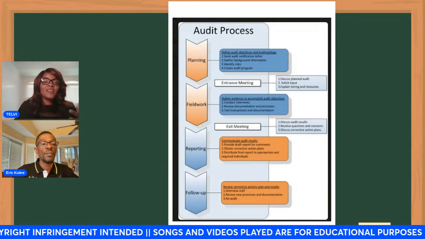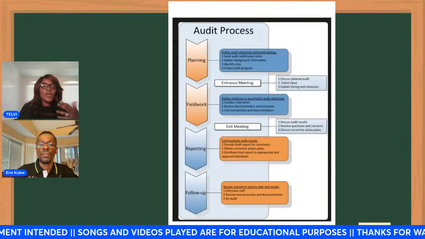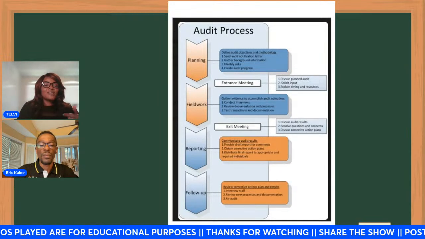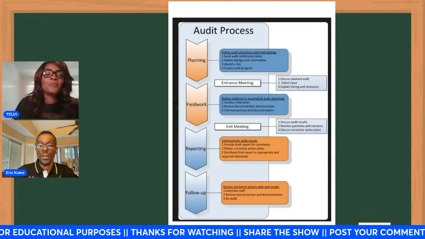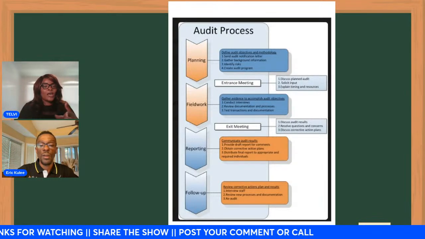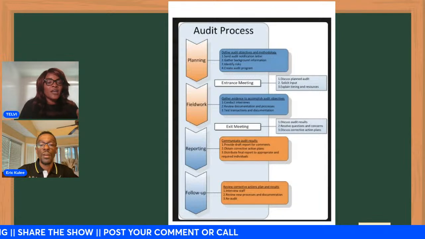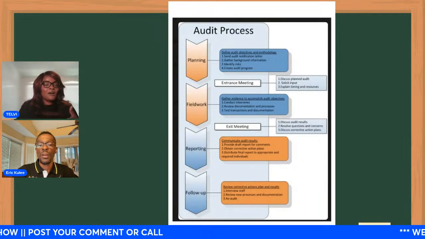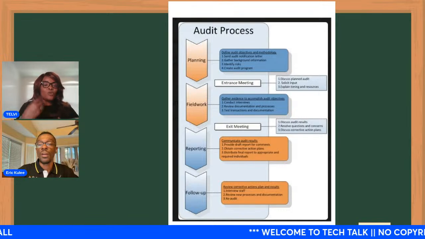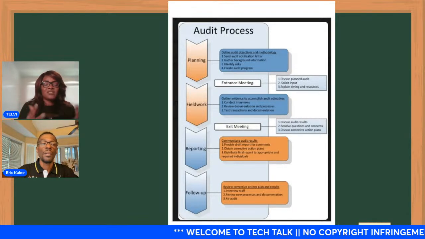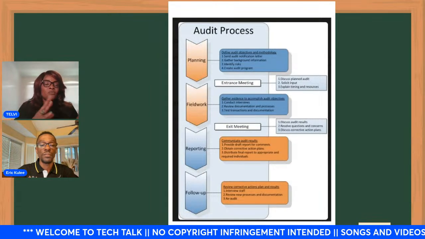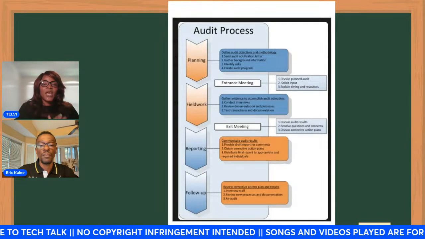The planning phase is where you do your scoping, you do your entrance conference, you do your risk assessment, and gather background information, whether it be looking at previous audits, or whatever's happening in the space, what's in the news, things like that. Anything around those things, that we will call the planning.